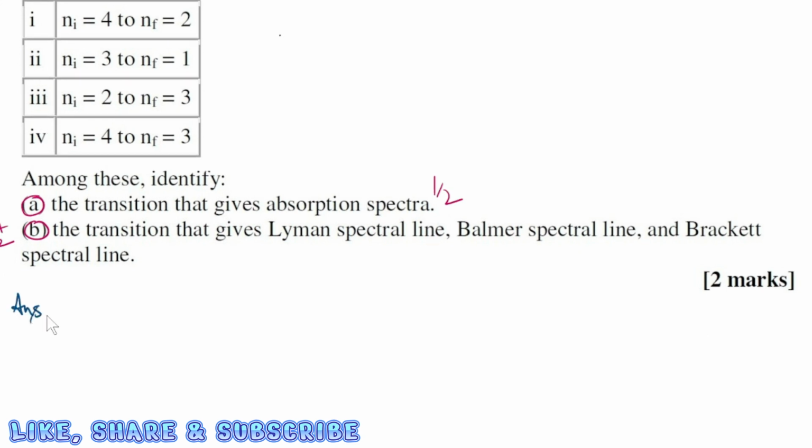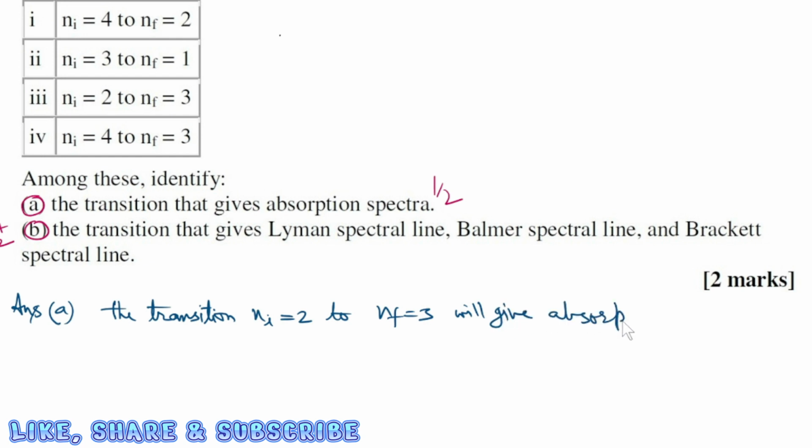Answer, part A. The transition ni equals 2 to nf equals 3 will give absorption spectra. It is due to the fact that the electron in the lower orbit absorbs energy and jumps to the higher orbit.